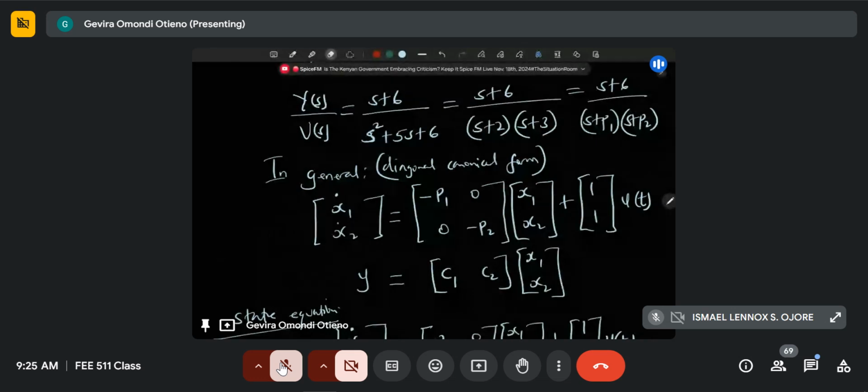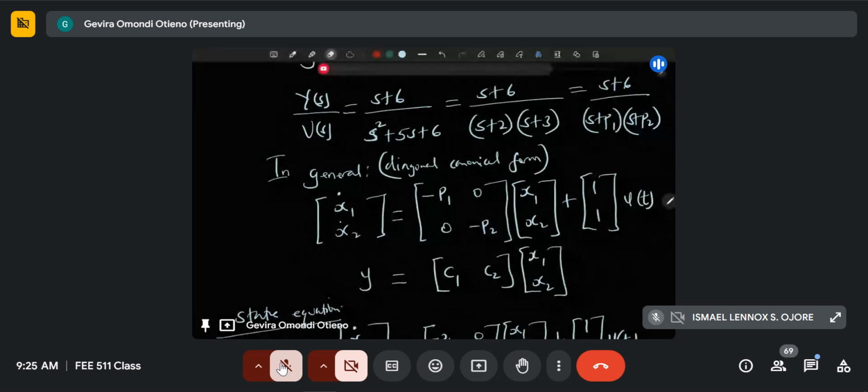If we solve for this pole here, what are we going to obtain? We're going to obtain S equals minus P1. And then we are going to obtain the second pole as S equals minus P2. So those are the exact locations of the poles. Those are the ones you list here.